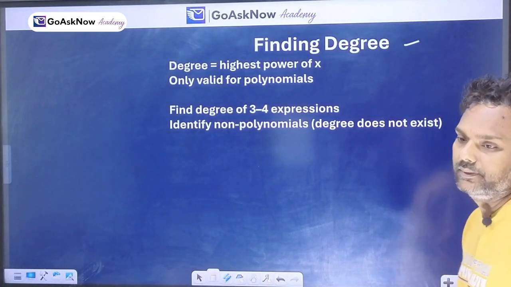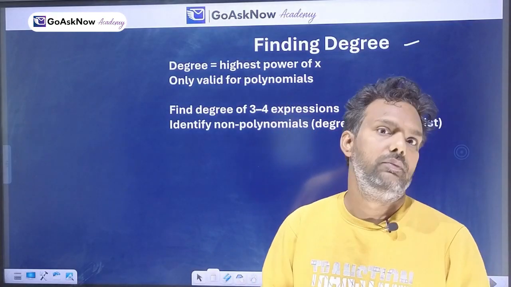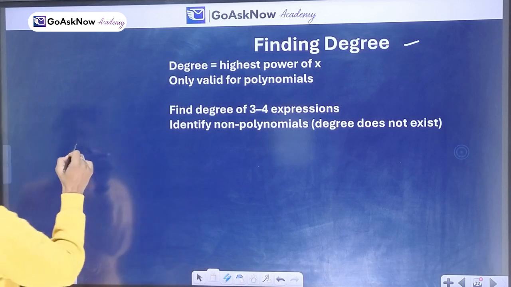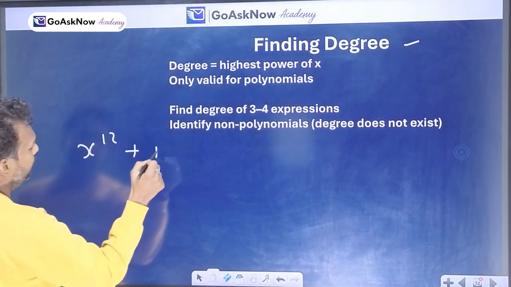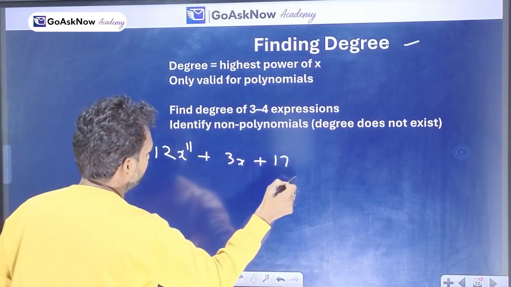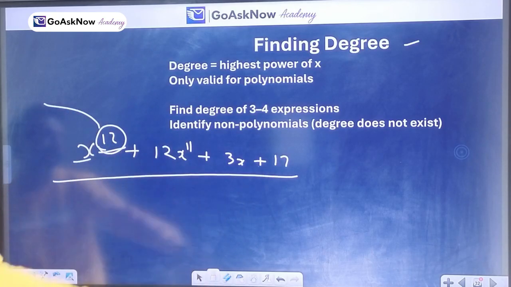Finding degrees, I have already told you the maximum power raised to the variable is known as the degree of the polynomial. So, what's the degree of this equation? Degree is 12 because this is the maximum power of x.